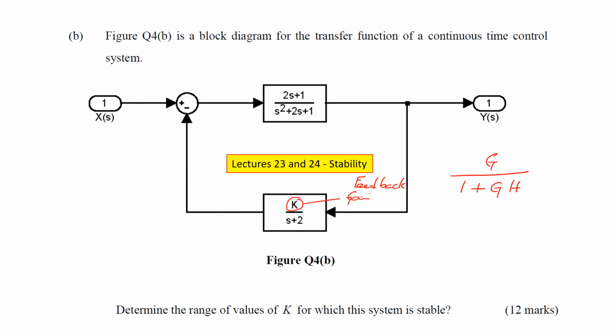In summary, what we saw is that this bit here, the 1 plus GH, if you set that equal to 0 and solve for the roots, these were the poles of the closed loop transfer function. And this is what determined whether the system was stable or not. You want the poles to remain in the left-hand side of the S-plane.